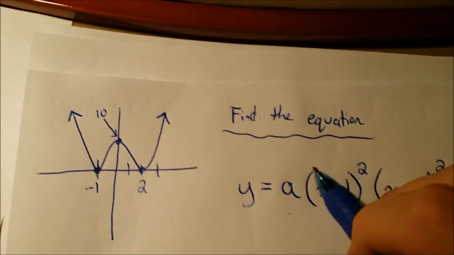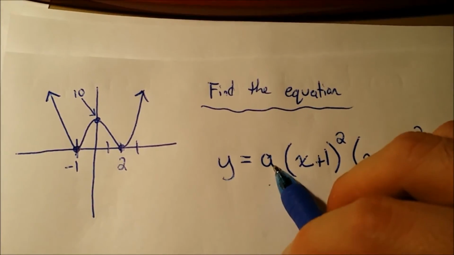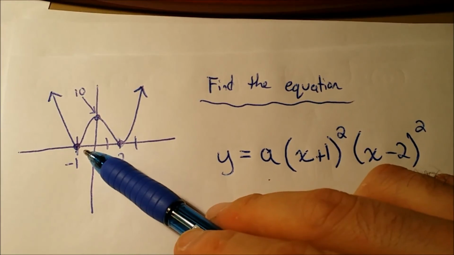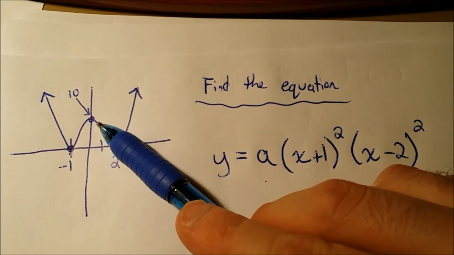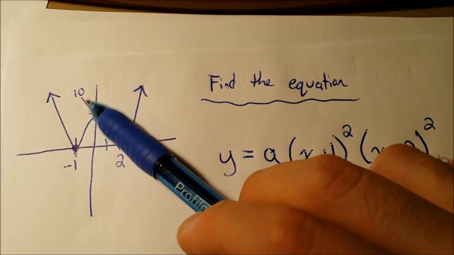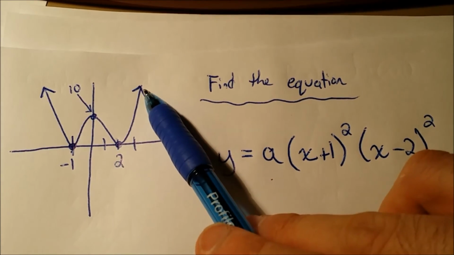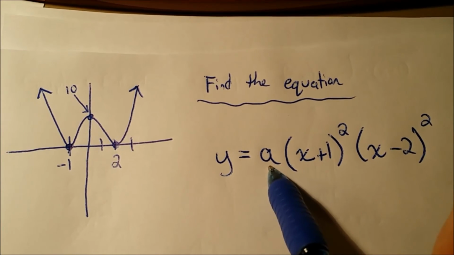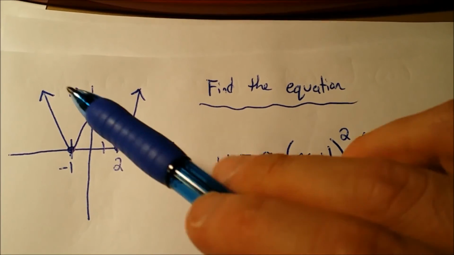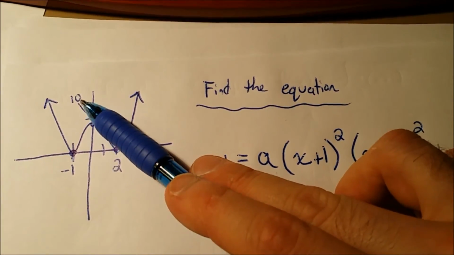Now, to figure out this a term, I need to plug in a point on the graph. I can't use the x-intercepts. I already used those, so I can use the y-intercept. That's a very convenient point. Because it's opening up on both sides, from the end behavior I know that my a term is going to be positive, but I need to know positive what. So I'm going to plug in the point, 0 for x, 10 for y.